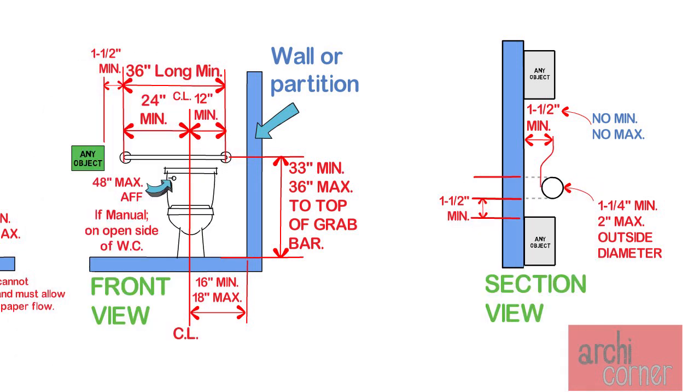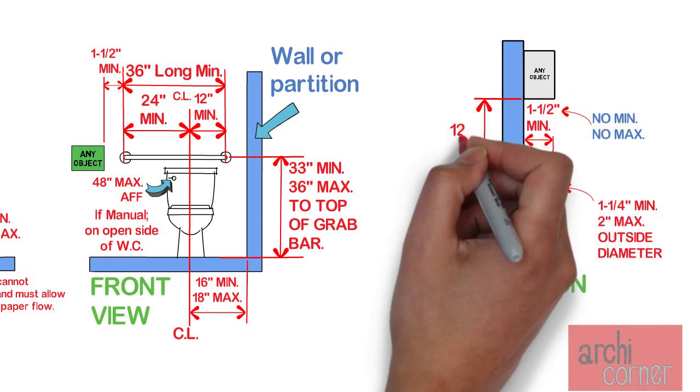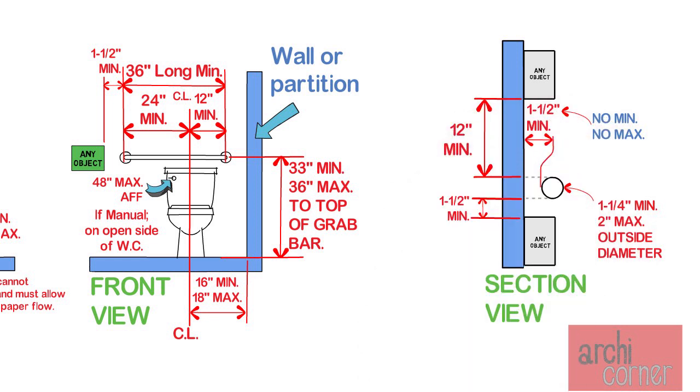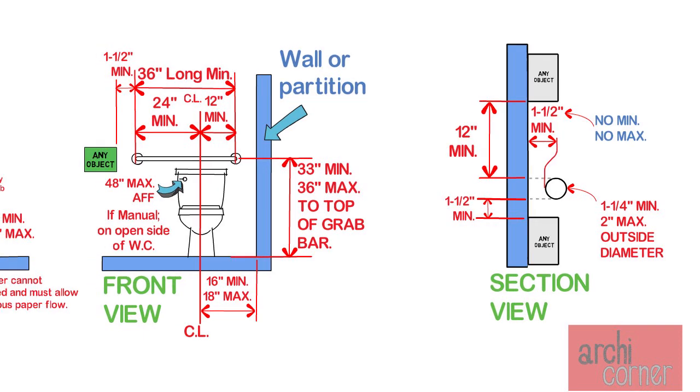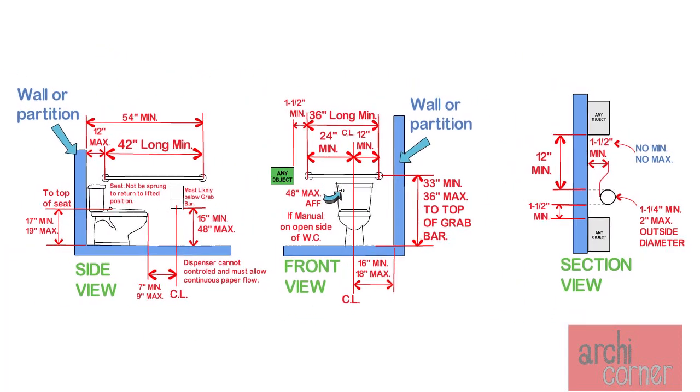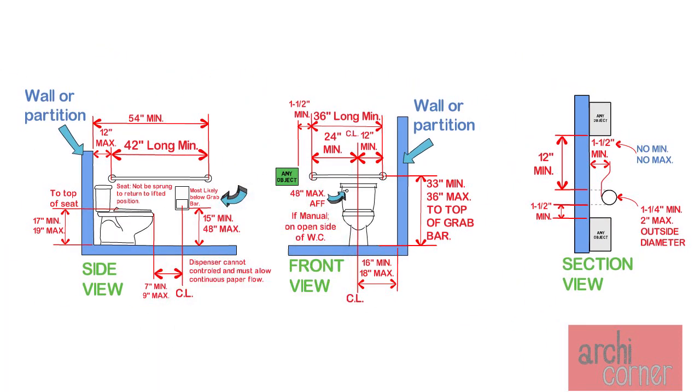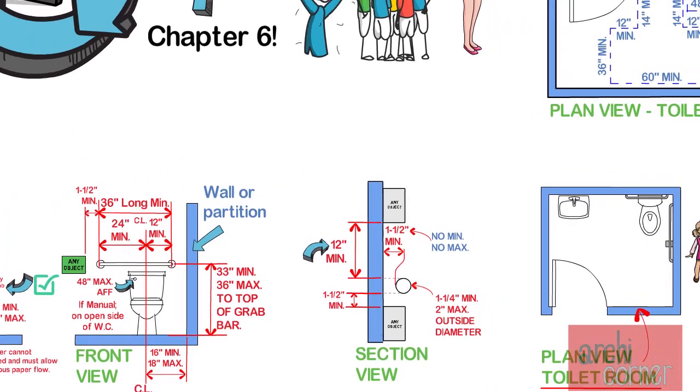Between the grab bar and projecting objects above, you are required to have 12 inches minimum clear. This was the prior reference made in regards to the toilet paper dispenser, because you need 12 inches minimum clear above the grab bar. In most instances, because of this clearance, toilet paper dispensers are mounted below the grab bar.